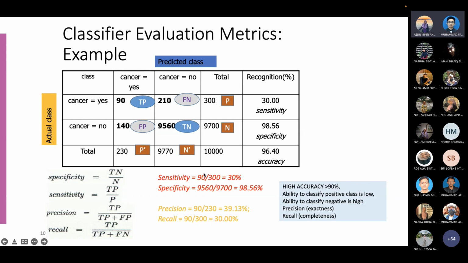Precision pun sama juga, 90 bahagi 230. Precision 90 over the total number of positive, positif yang dia dah predict lah. So recall 90/300. Okay, 90 bahagikan dengan total number of actual yes yang you ada. So you akan dapat the results here.